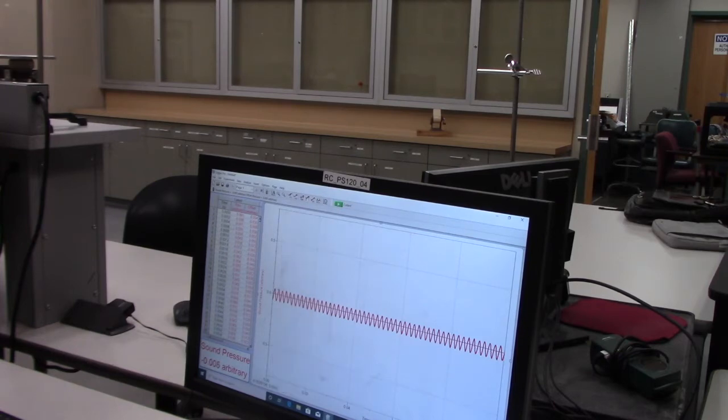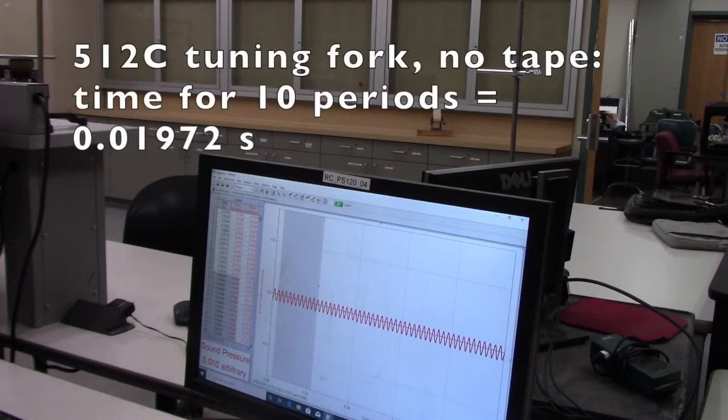So just like before, we're going to capture 10 cycles. So 1, 2, 3, 4, 5, 6, 7, 8, 9, 10 cycles right there. And the time for these 10 cycles is 0.01972 seconds.